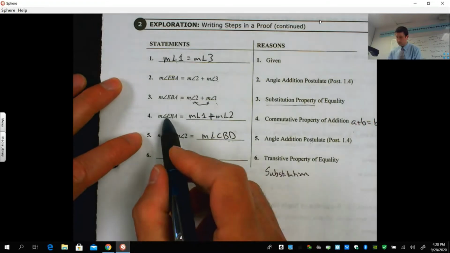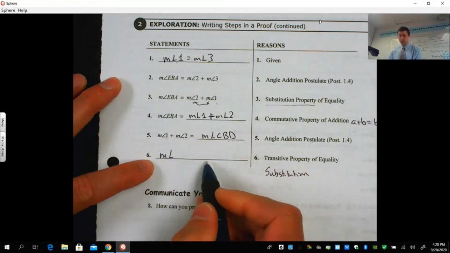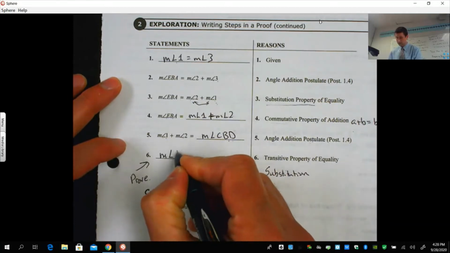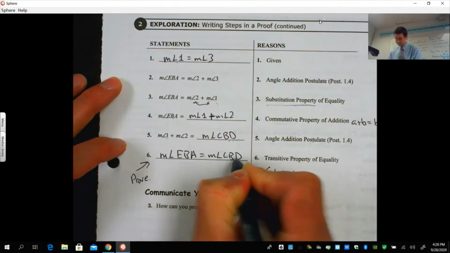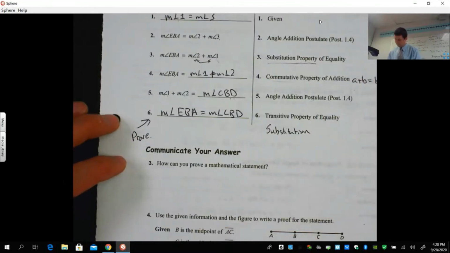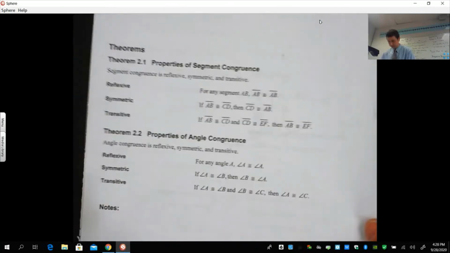Okay, so if EBA is 1 plus 2, 1 plus 2 is CBD. The final step is always what you want to prove. What do we want to prove here? So the measure of angle EBA equals the measure of angle CBD. Okay, let's see what other practice we have here. We got 3 other proofs to practice on, so let's keep going here.